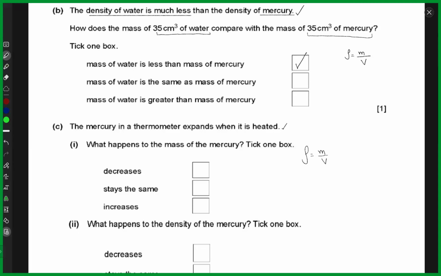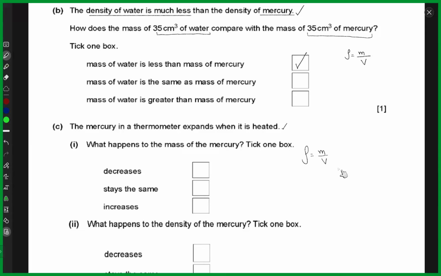Right, exactly, because it's going to expand. When mercury expands, the density starts decreasing, right? Because what is happening is the volume is increasing, so now there is more volume to pack that mass, and hence the density would be falling down. But the mass is not going to change, because the mercury is just expanding.